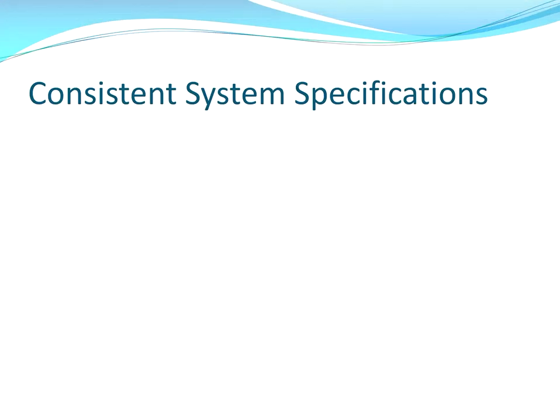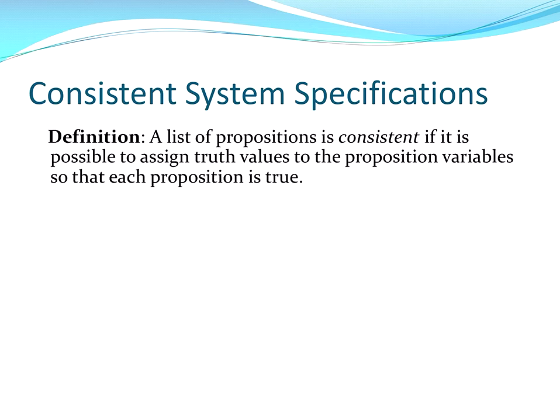We continue in section 1.2 of Rosen, Discrete Mathematics and its Applications, by talking about the concept of consistency. When we are given many propositions, and in this case we'll be talking about specifications, which are a type of proposition, we want to know if it is possible to make them all true, to meet all of the specifications. And when we can, we say that the specifications are consistent.